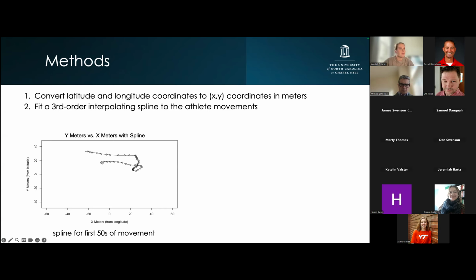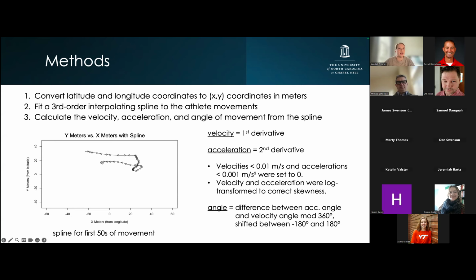So then from there, we fit a third order interpolating spline to the athlete's movements. So you can see here, we're fitting that line through the data. And then from there, we can calculate the velocity, acceleration, and angle using the first derivative. If we go back to kind of our calc days, the first derivative is going to be our velocity. The second derivative is going to be our acceleration.